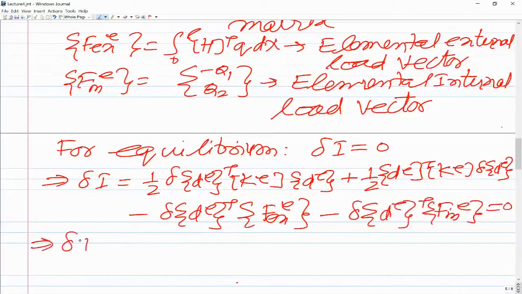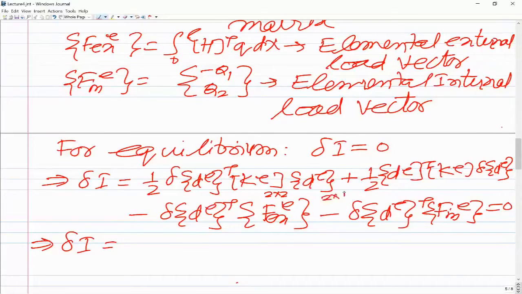Now if you look at these terms for the problem at hand, you will see that K is going to be of size 2 by 2, and D is of size 2 by 1, not 1 by 2.